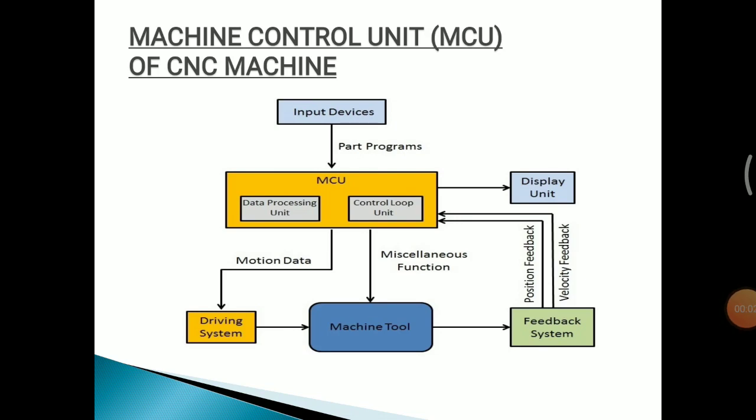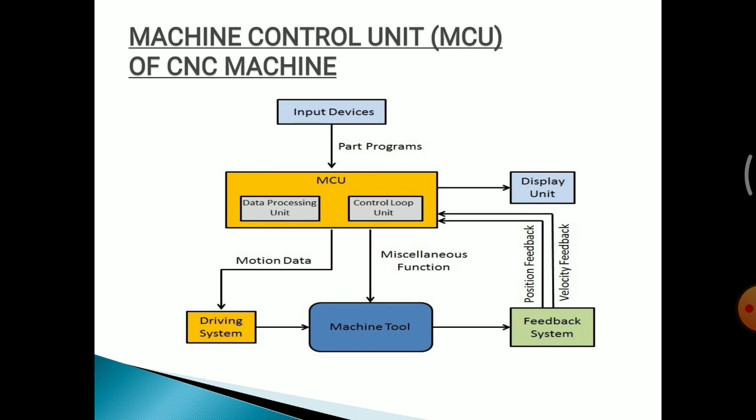Dear students, in this video we are going to discuss the various components which are used in the CNC machine. As you can see in the diagram, the various components which are used in the CNC machine are input devices, machine control unit, driving system, machine tool, feedback system and display unit.